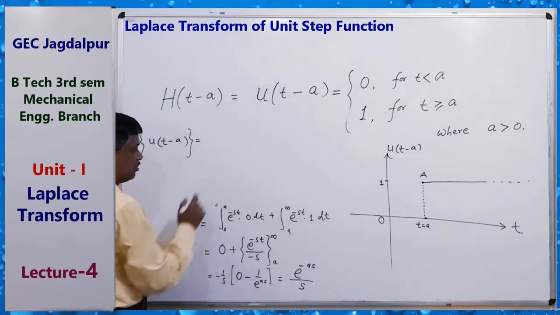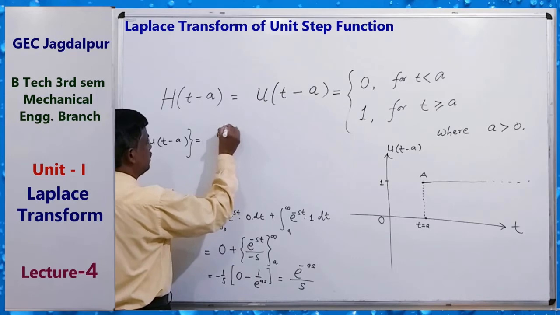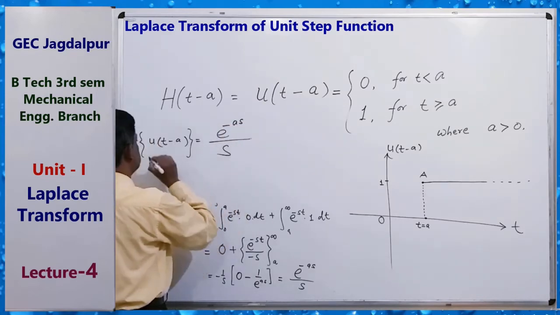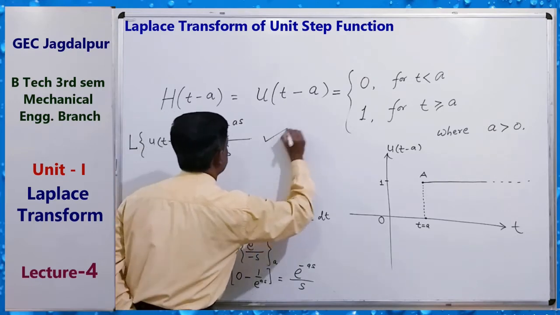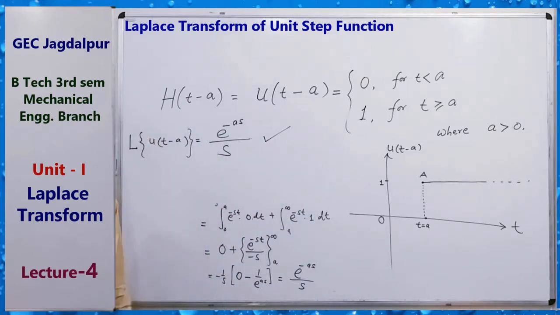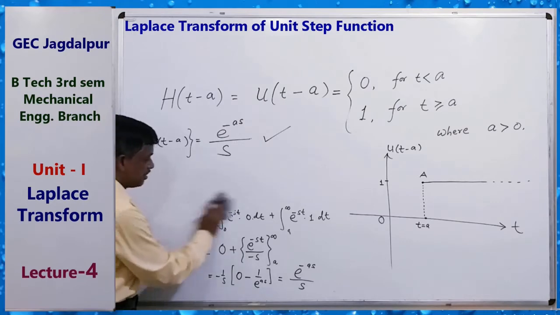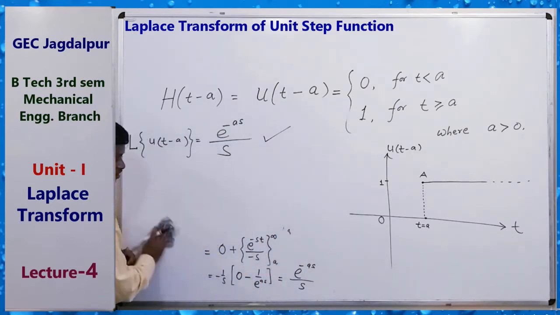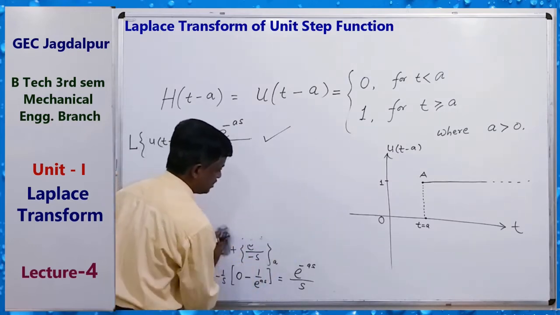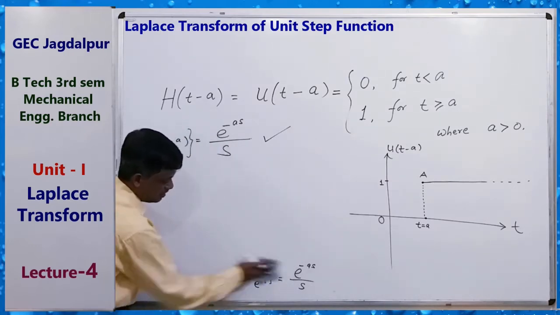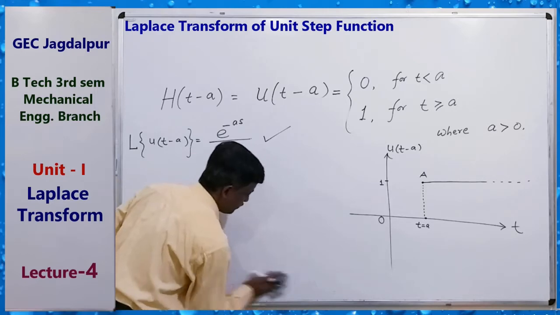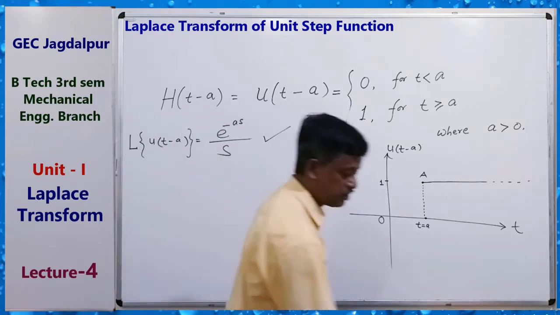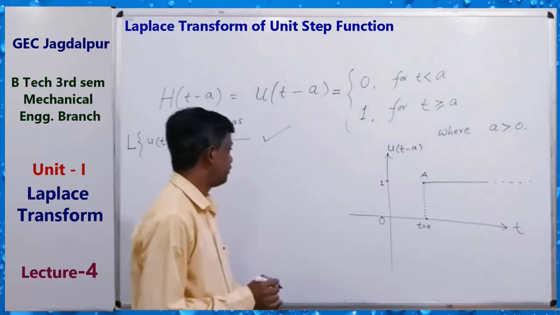So we got e to the power minus as upon s. This is the Laplace transform of the unit step function. Okay. So remember it. We will require this relation for finding the Laplace transform of some special functions.